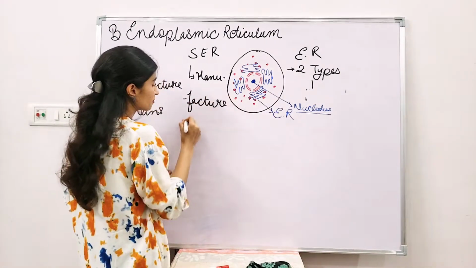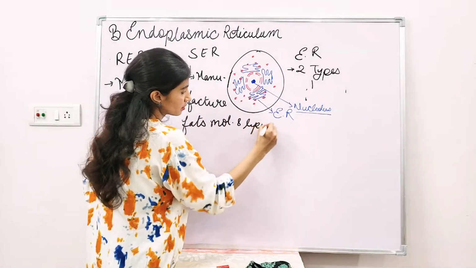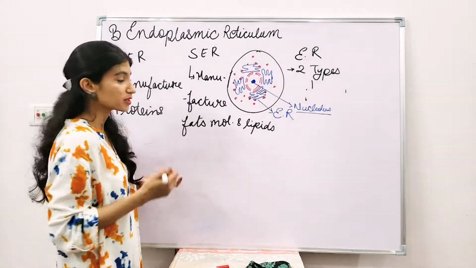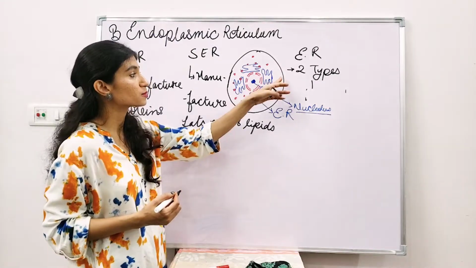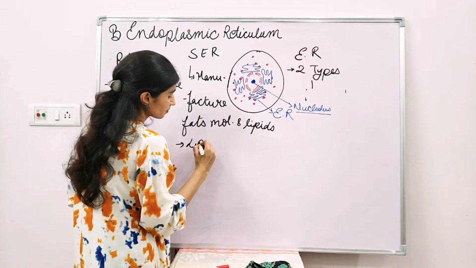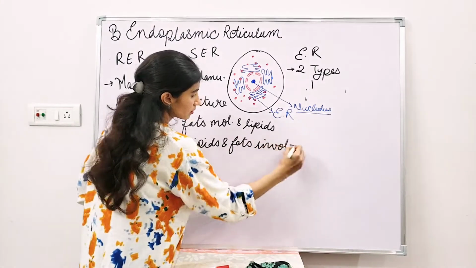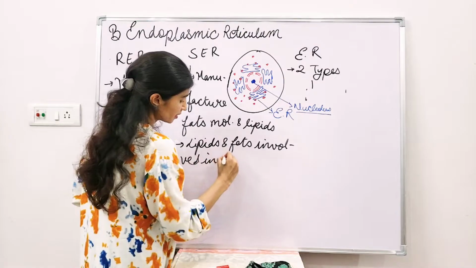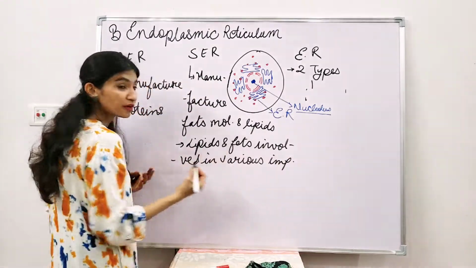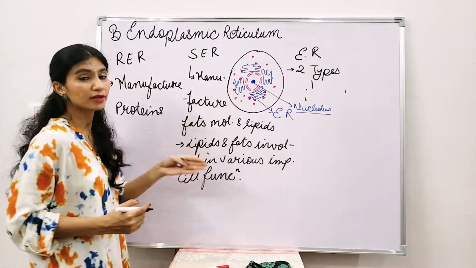What will they manufacture? They will manufacture fats, molecules, and lipids. Okay, so they are involved in the manufacturing of fats and lipids. Now, where are these fats and lipids being used? The fats and lipids manufactured by the smooth endoplasmic reticulum are involved in various important cell functions, because every cellular function is important. Okay, so they are involved in that.